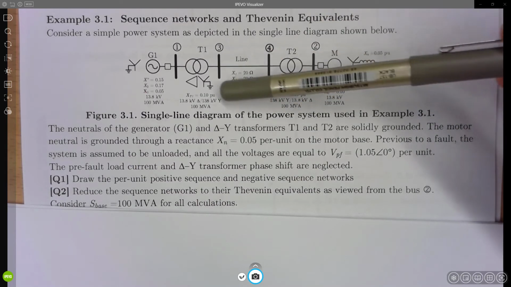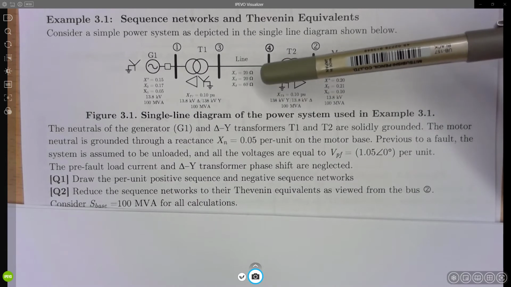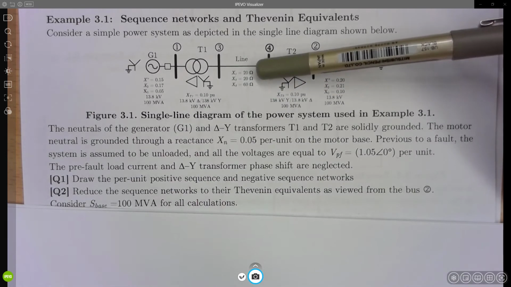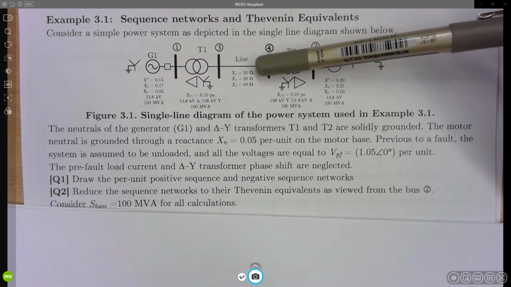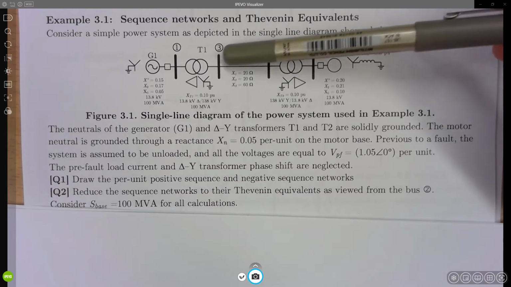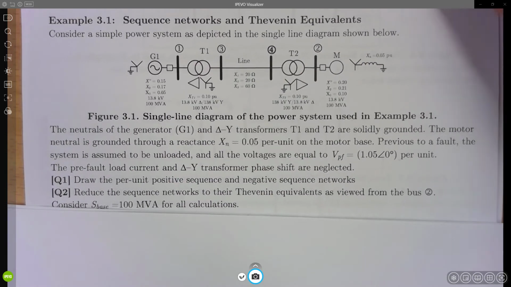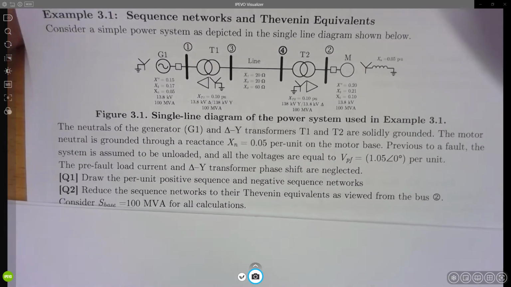Why? Because the transmission line sequence reactances are defined in ohms, and we are interested in running calculations using the per unit system. That means those ohms must be transformed into the per unit system. Let's start my explanation. Very simple.